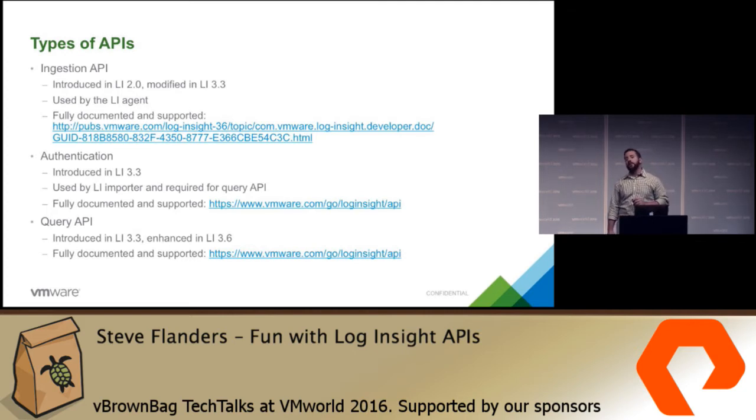In the case of the query API, we did actually enhance it in Login Site 3.6, which is the latest generally available version of Login Site. However, if you caught the VMware management blog this morning, Login Site 4.0 was announced. It hasn't been released yet, but it has been announced. I encourage you to go take a look at that blog post. It tells you all about the new features that are coming.